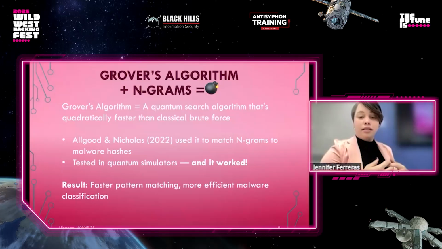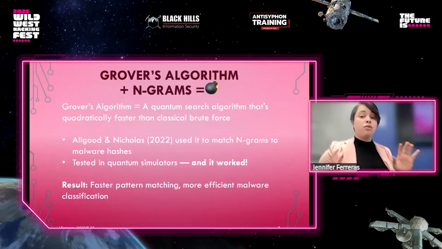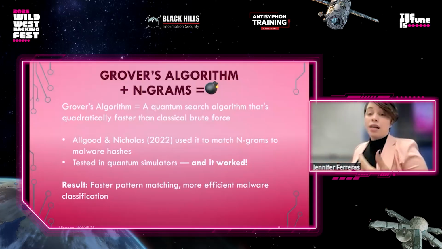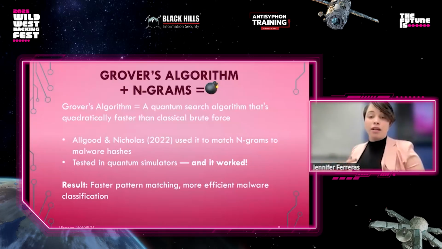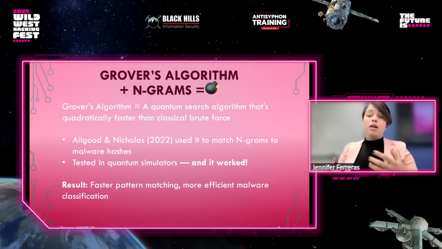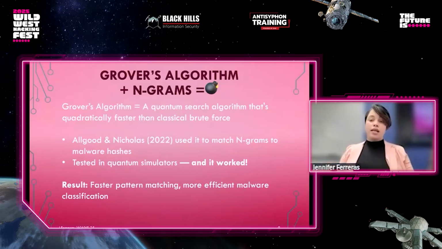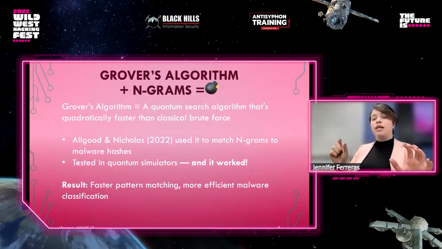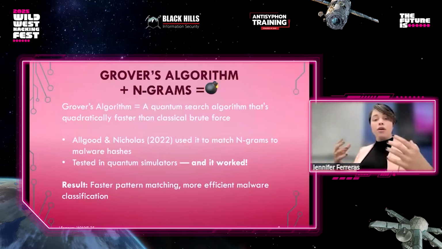Even when they did this on quantum simulators, we're going to talk about simulators on the side. I have been crying myself to sleep about them. They actually achieved faster pattern matches and more efficient malware classification using this combination of Grover's algorithm and n-gram. So think about this for a second. We have the capability of searching a massive amount of data very quickly and then searching it granularly, where you can find little tiny repeating patterns without having to account for the whole entire word, or the hashes in their case.